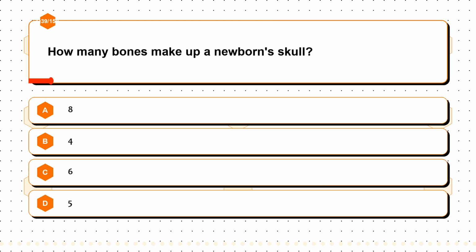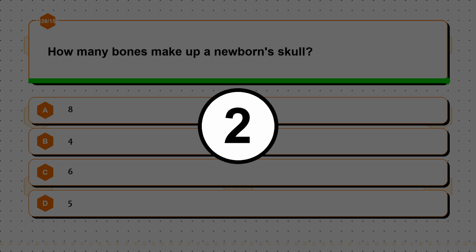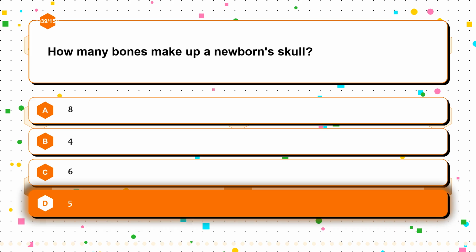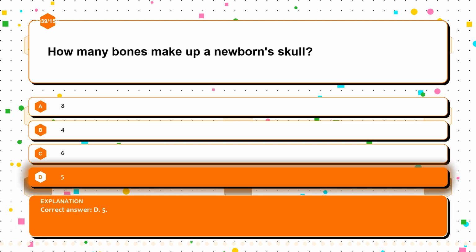Question 39. How many bones make up a newborn's skull? Here are the options. Option A. 8. Option B. 4. Option C. 6. Option D. 5. The correct answer is option D. 5. Correct answer D. 5.